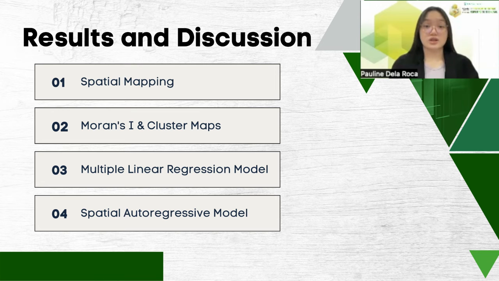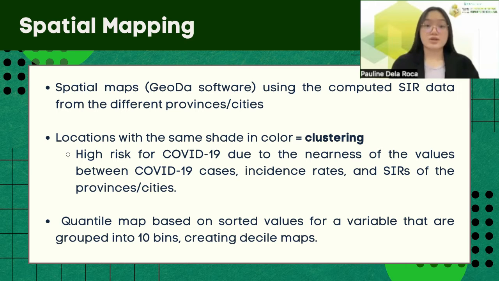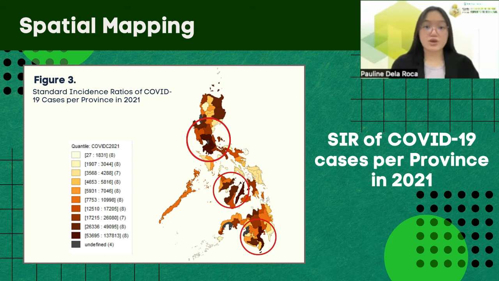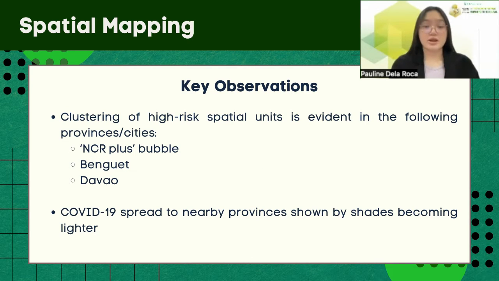To start with the results and discussion, we have spatial mapping. Using GeoDa, the computed relative risks and number of COVID-19 cases were merged into the Philippines provincial map, specifically a choropleth map. Neighboring areas with dark colors indicate clustering because of the agglomeration of COVID-19 high-risk areas due to the nearness of the SIR values across the geographical area. For a spatial map, a clustering of high-risk areas can be observed in the NCR plus bubble, Benguet, where Baguio City is located, and nearby northern provinces. Another clustering can be observed in Davao and nearby provinces.